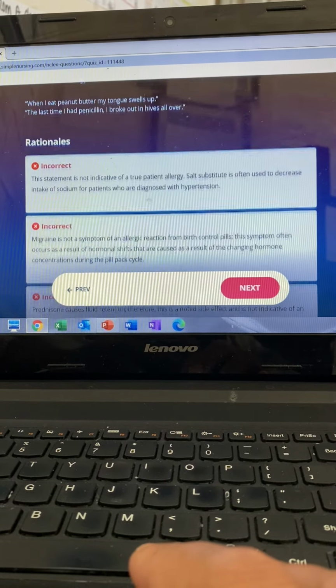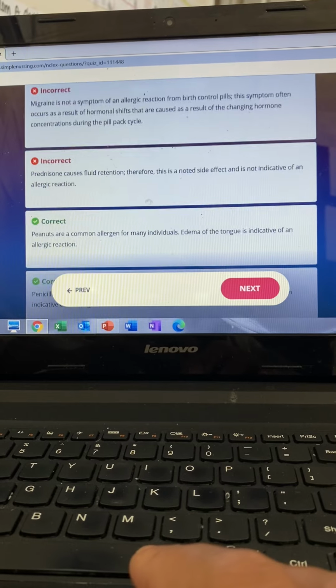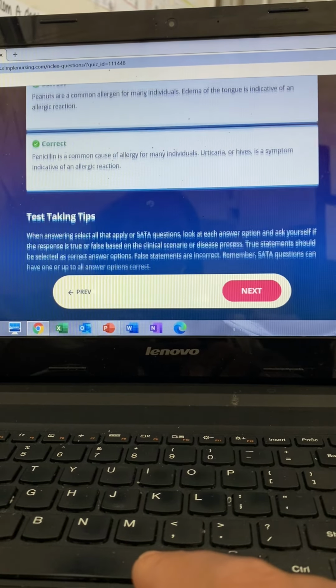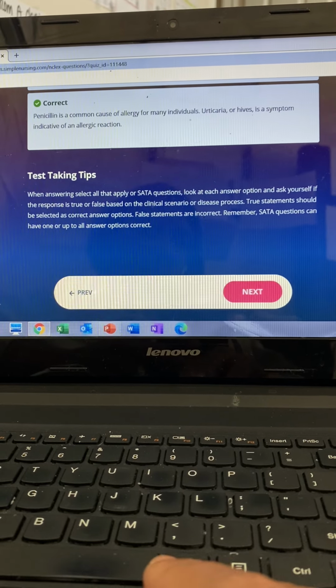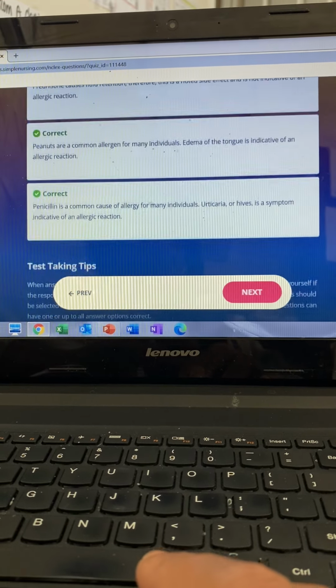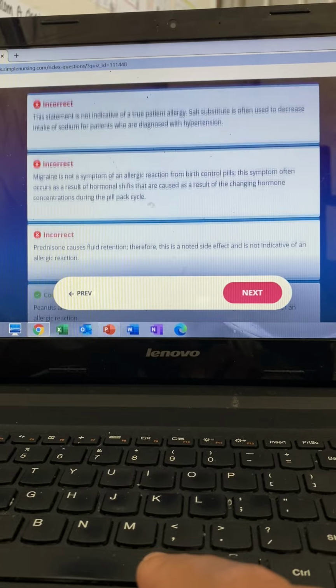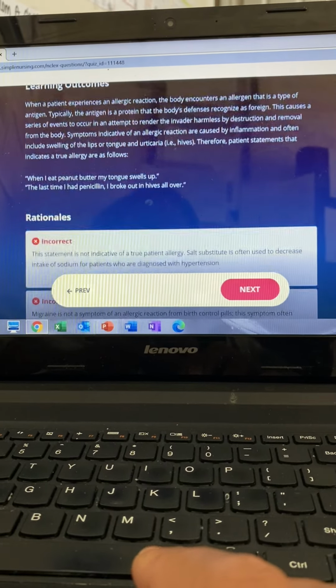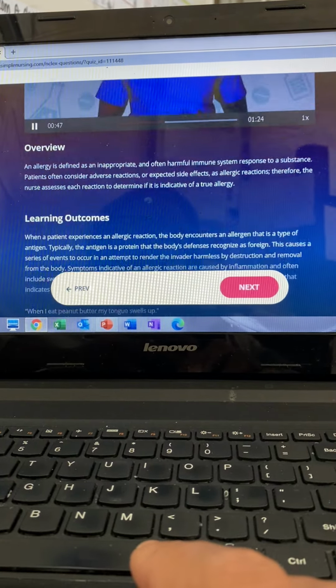So option number 1 is incorrect. Restrictions on salts for furosemide, guys, that's just not even related to any type of allergy. Option 2, a migraine with birth control. Technically, that's a normal side effect, not an allergy. So there's no airway or hives here.